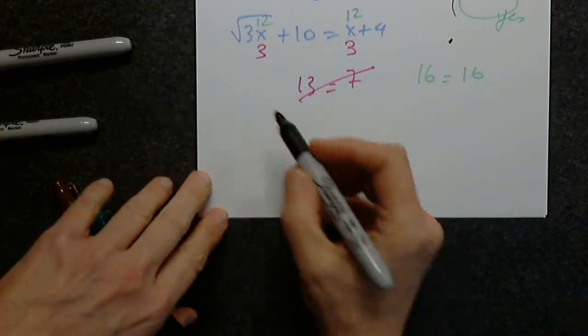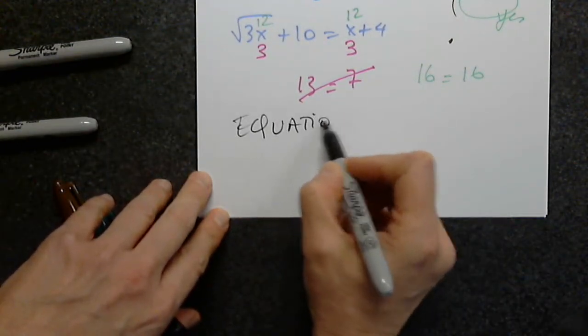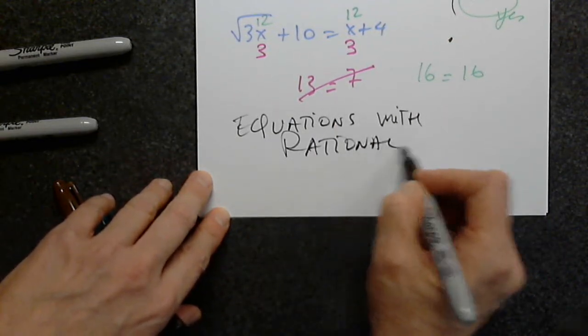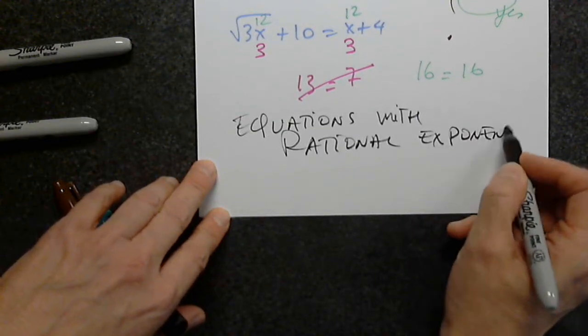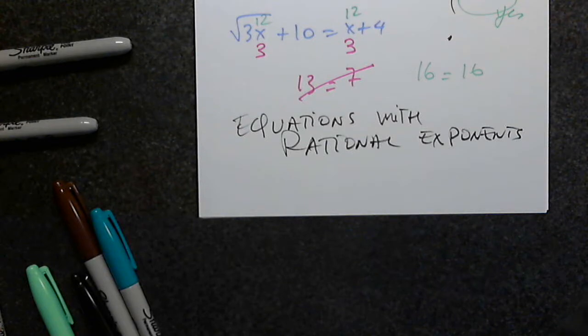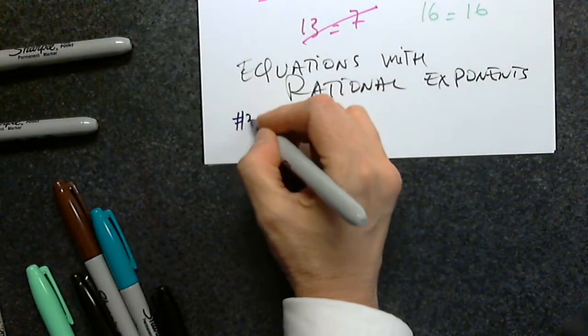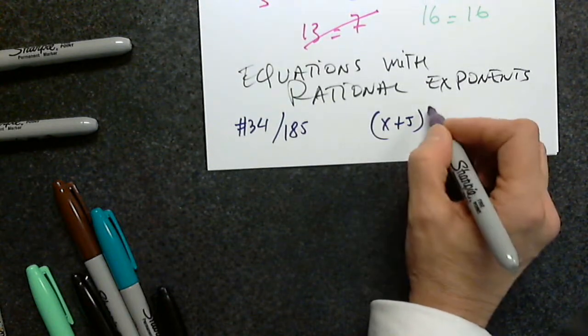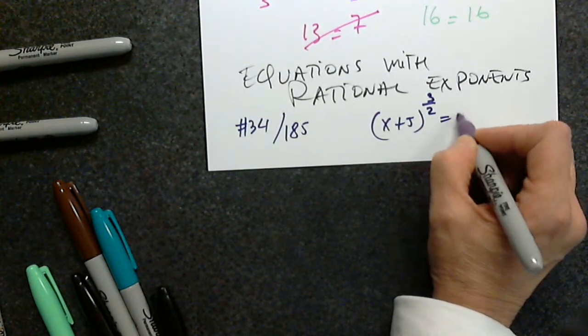But we are going to call them equations with rational exponents, like they do. You can also call them radical equations that are slightly more difficult. That's what it really is. Every time I talk about a fraction as the exponent, I know it's a radical. Okay, so let's take a look. Let's start with, let's say, 34 on page 185. And this is x plus 5, everything to the 3/2, equals 8.